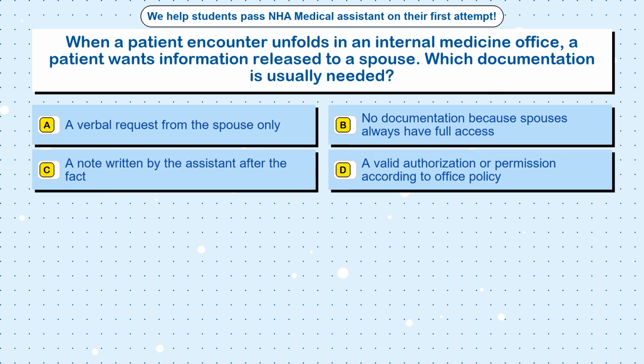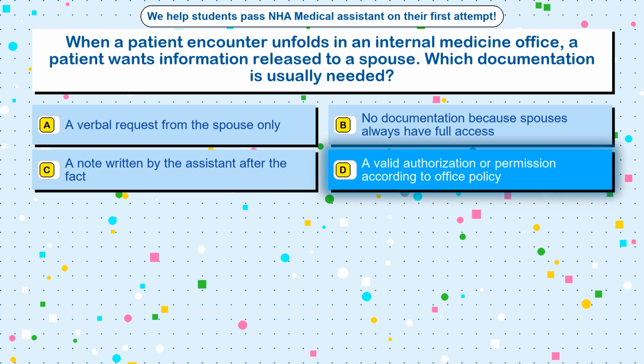Question 99. When a patient encounter unfolds in an internal medicine office, a patient wants information released to a spouse. Which documentation is usually needed? Option A, a verbal request from the spouse only. Option B, no documentation because spouses always have full access. Option C, a note written by the assistant after the fact. Option D, a valid authorization or permission according to office policy.